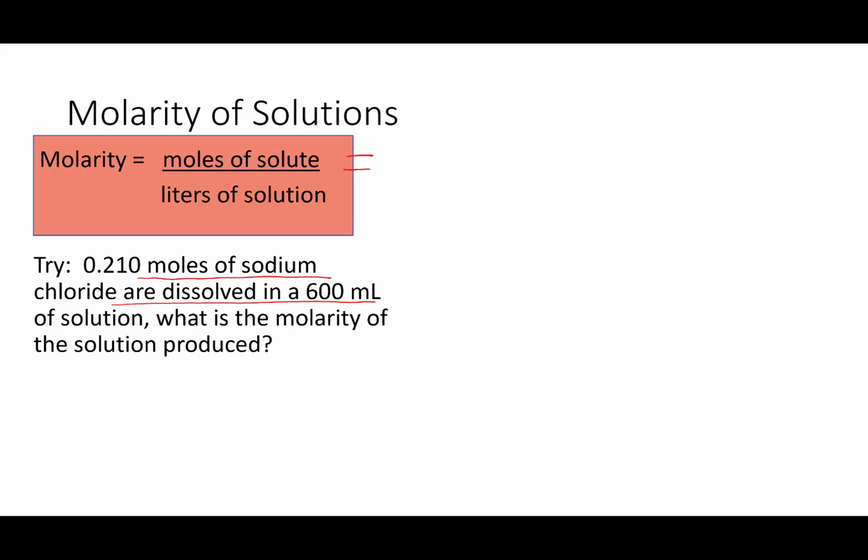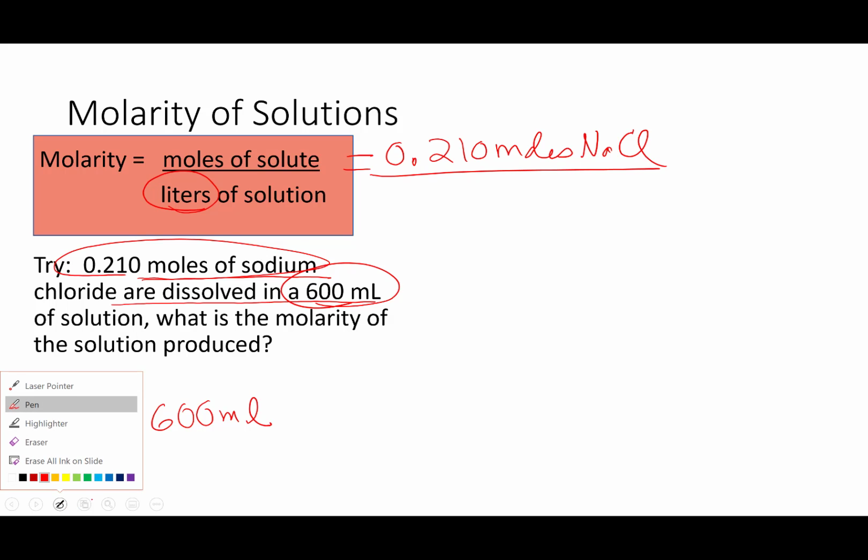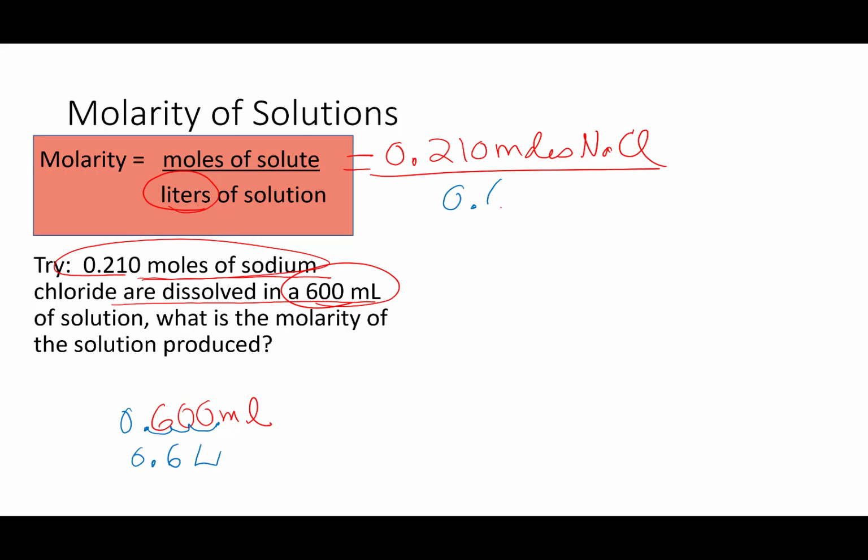Okay, my friends, moles of solute. You're told the moles. You have 0.210 moles of sodium chloride, plain old table salt, and then 600 milliliters. Now, this was tricky and a little bit evil because this is milliliters and this must be liters for molarity. If that caught you, that's why we practice, so that you can make your mistakes now before you do it on the study guide and the quiz. So milliliters, you have to convert that to liters, move the decimal 3 places. That's going to be 0.6 liters.